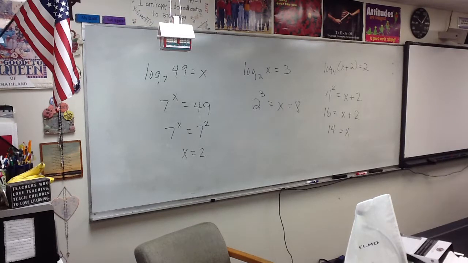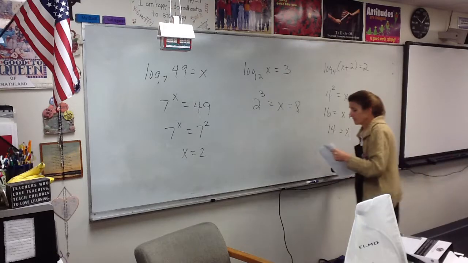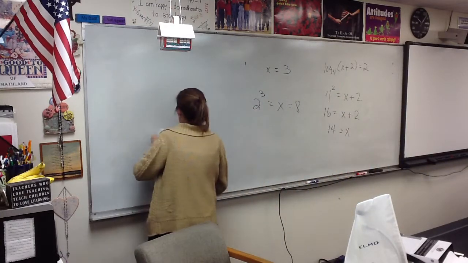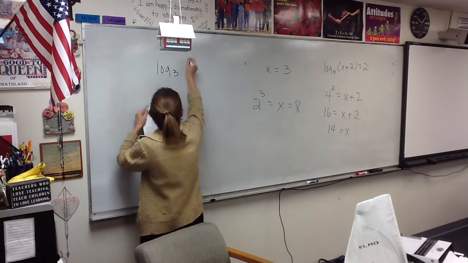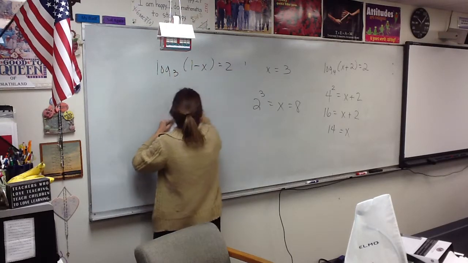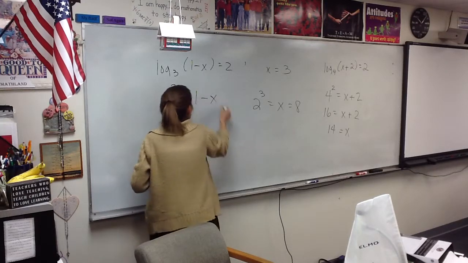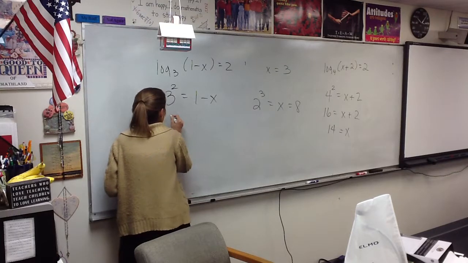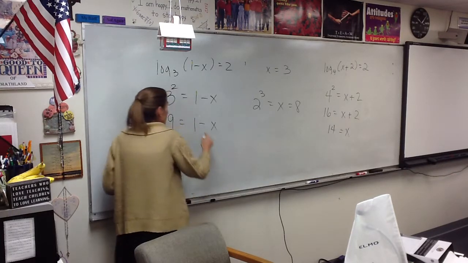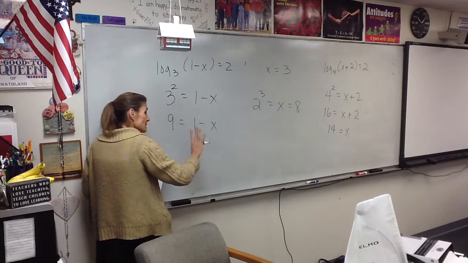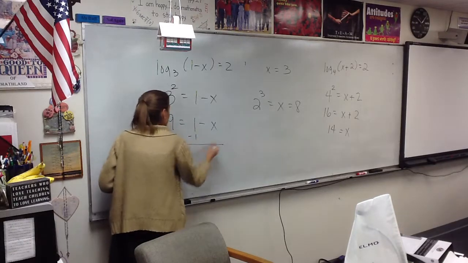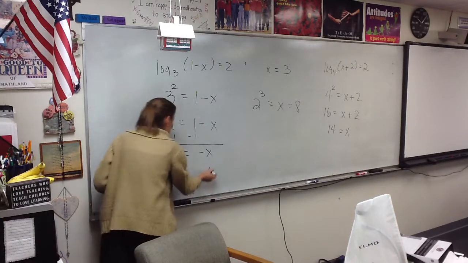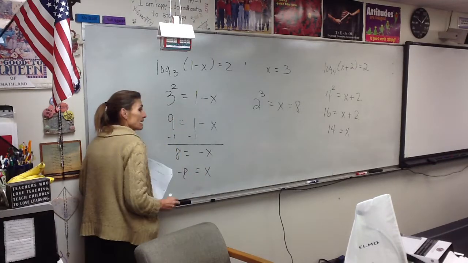Okay, problem D. How are we going to start problem D, Maya? 3 squared equals 1 minus x. Yes, Maya, you are exactly right. 3 squared is 9. Now don't be confused by this, just do it one step at a time, subtract 1. So 8 equals negative x, and x equals negative 8. That's exactly right.